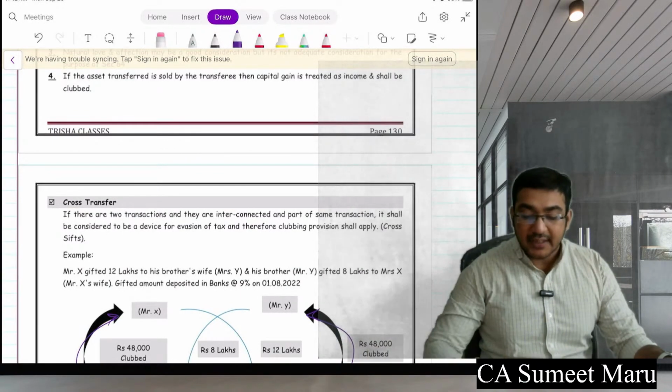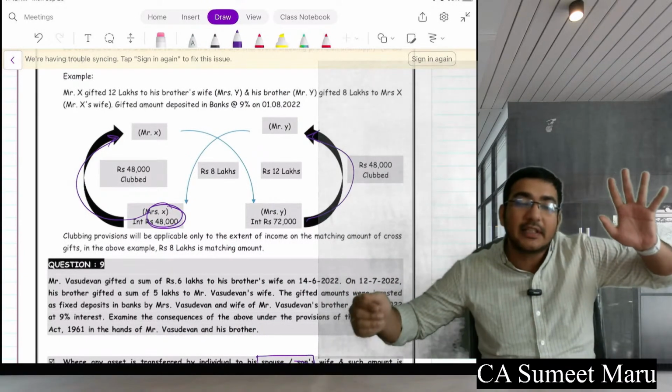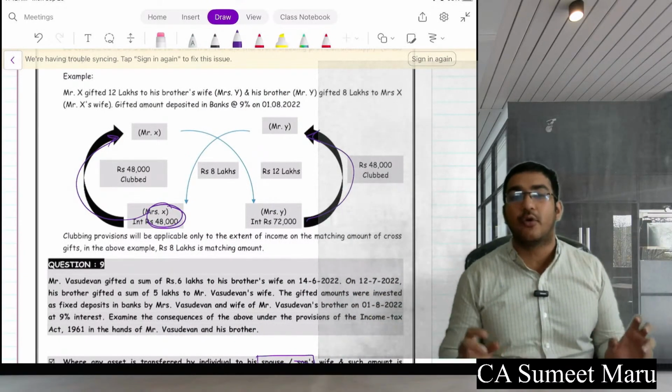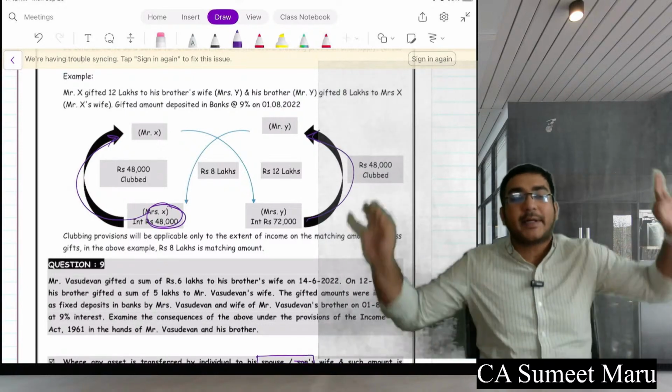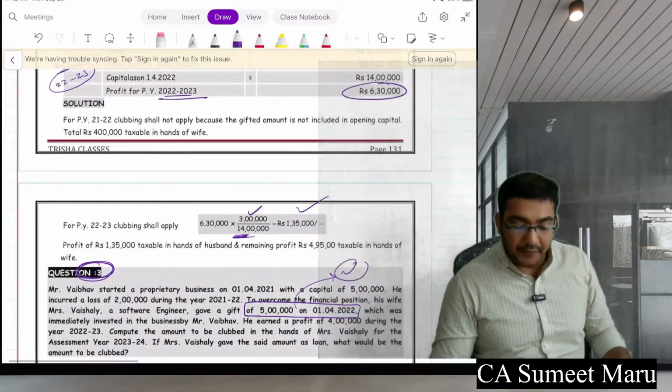Thereafter, we have seen the cross transfer case. The husband of one transferred some amount to the wife of the other, and the husband of the other transferred some amount to the wife of the first. The common amount, the minimum amount of both, will be clubbed in the respective husband's income. Okay, so these were all your clubbing of income provisions.